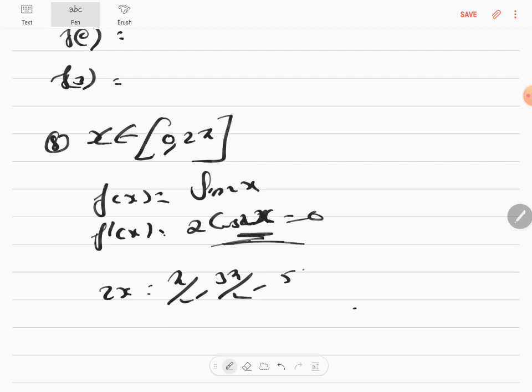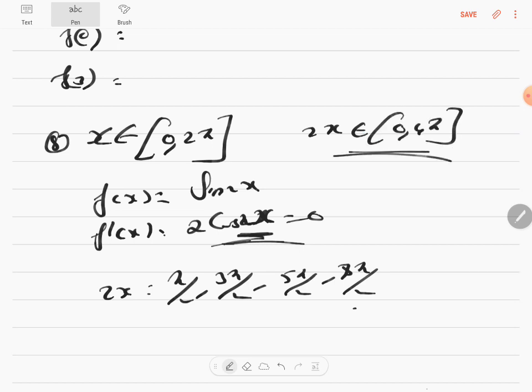Why should I go on writing like that? They have given x is an element of 0 to 2 pi. So 2x will be an element of 0 to 4 pi. Hence, I have to check for 2 revolutions. The most important thing is, when they give you x is an element of 0 to 2 pi, you have to write 2x is an element of 0 to 4 pi because the question has the term 2x. Therefore, you have to do it for 2 revolutions, which is pi by 2, 3 pi by 2, 5 pi by 2 and 7 pi by 2.